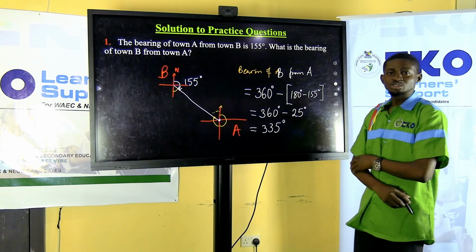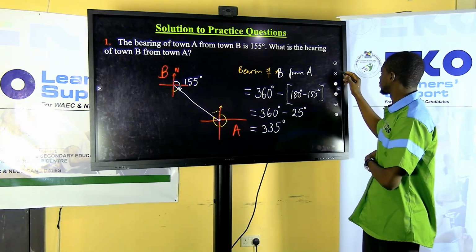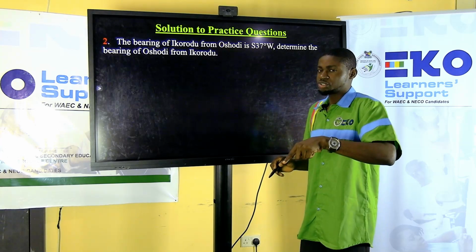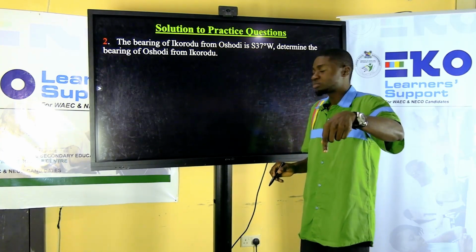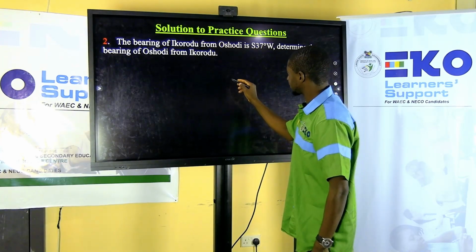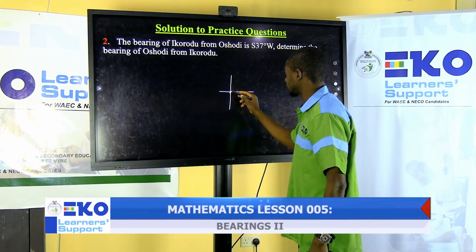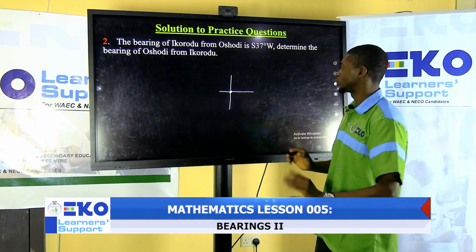So let's find solution to question number 2. The bearing of Ikorodu from Oshodi is south 37 degree west. South 37 degree west. Bearing of Ikorodu from Oshodi. So Oshodi is the starting point. That is, let's leave this as our Oshodi. Yes. Don't worry about the Oshodi.